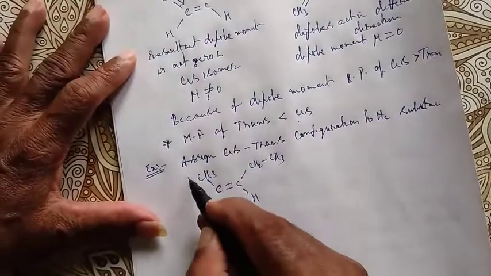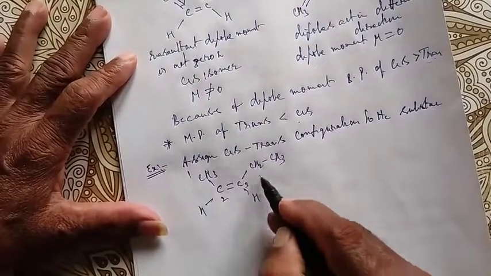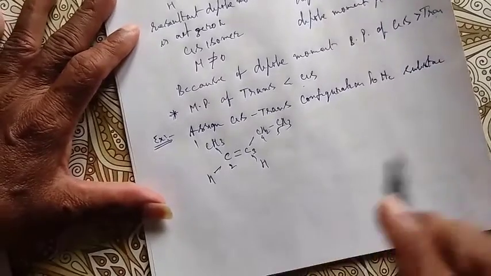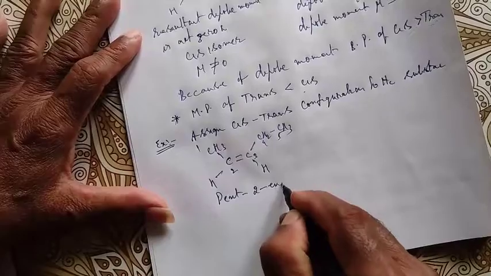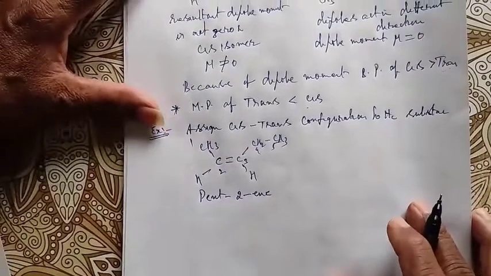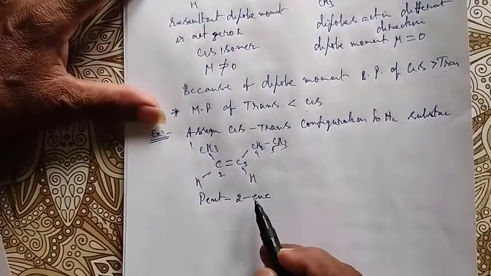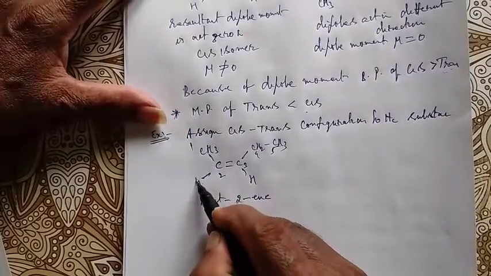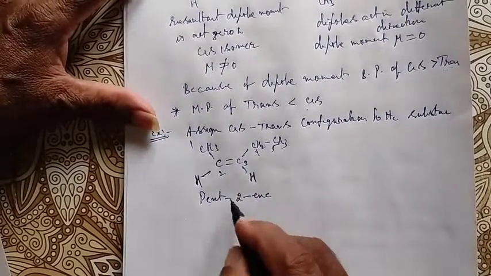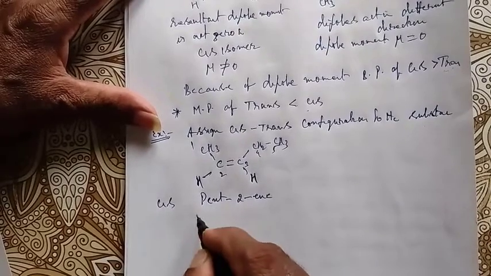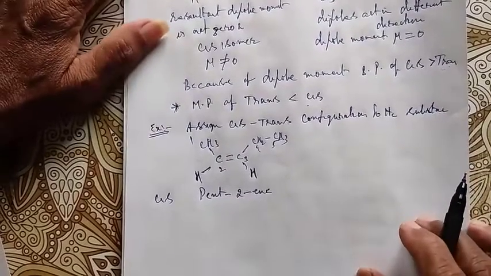Give the numbering to the long chain 1, 2, 3, 4, 5. So this is pent-2-ene. The name of the substance is pent-2-ene. Now, in this pent-2-ene, the same groups, that is hydrogen and hydrogen, are on the same side. Therefore, this is cis pent-2-ene.